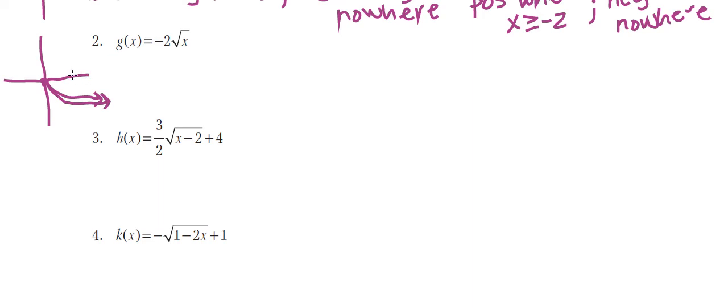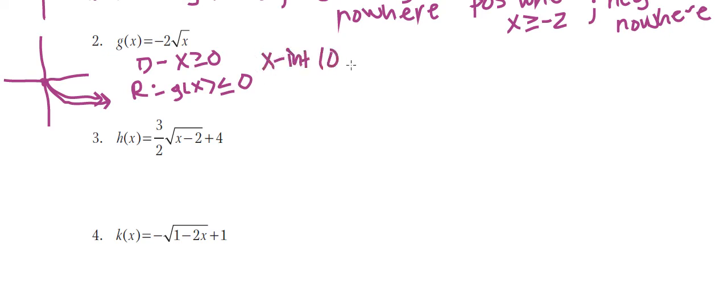So for this one, you are going to get a domain that tells us that x is going to be greater than or equal to 0. We're going to get a range that tells us that g of x, which is the same thing as y here, needs to be less than or equal to 0. So that's your domain and your range. Your x-intercept here is going to be 0, 0. Your y-intercept here is also going to be 0, 0.